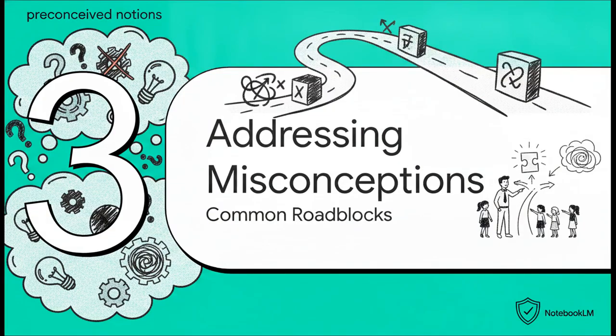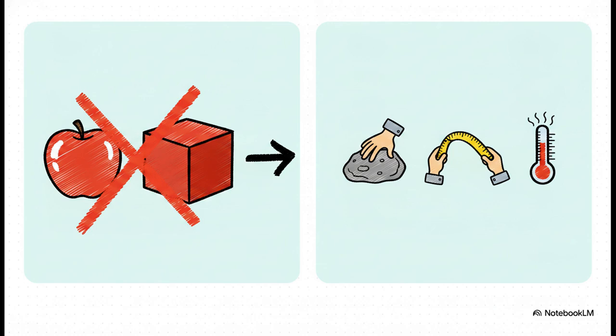Up next is Section 3, Addressing Misconceptions. Let's be real, kids, and honestly, some adults too, come to class with a lot of preconceived notions. Let's anticipate the biggest roadblocks before they happen. One major misconception you'll encounter is that objects are only grouped by basic appearance, like color or size. If a kid sees two red objects, they might just instantly lump them together.